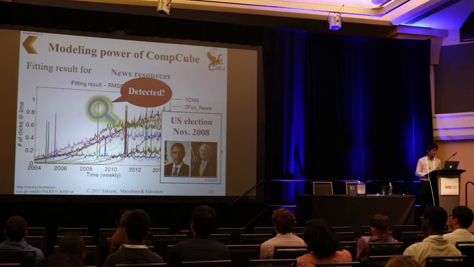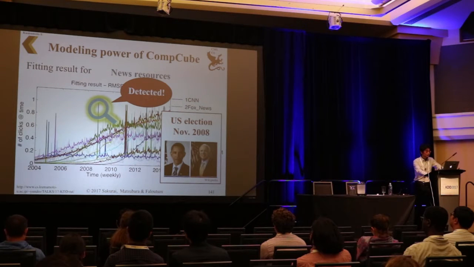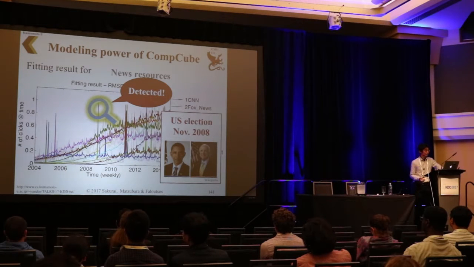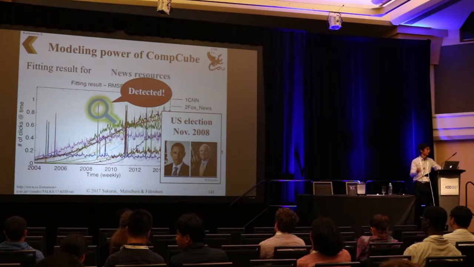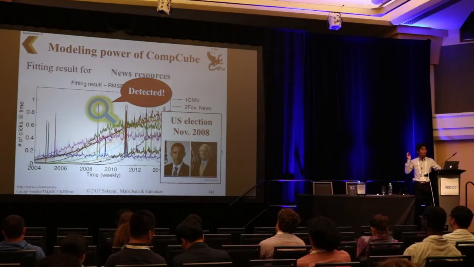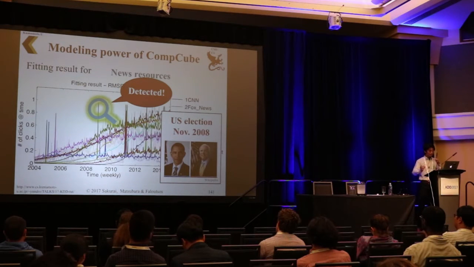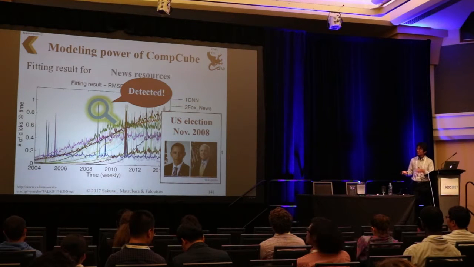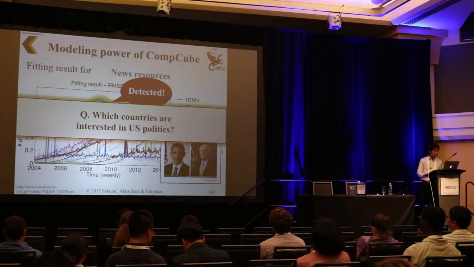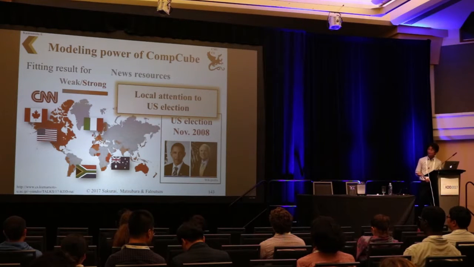So let's focus on one spike like this, which is the spike of the US election in 2008. We have to capture such a spike because this spike is not related to competition, not related to the behavior of each news resource. So it is exactly an external shock. So we have to analyze it separately, and we capture such a trend automatically.